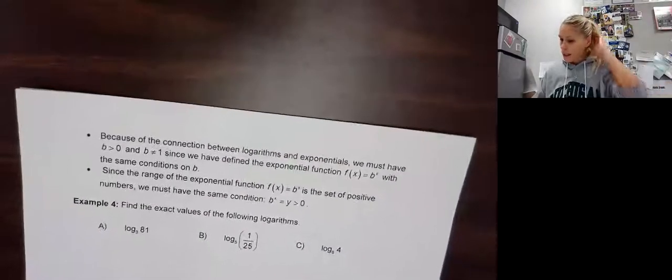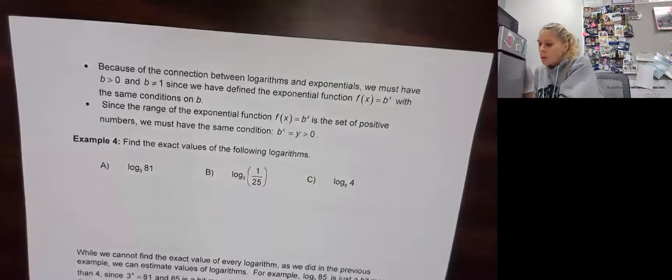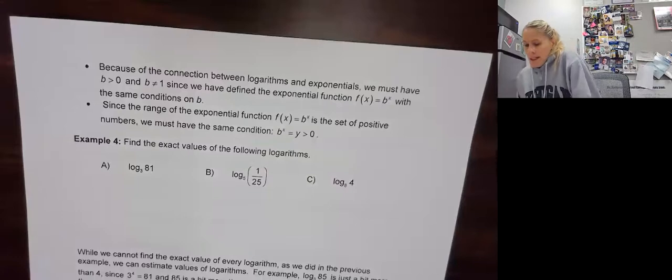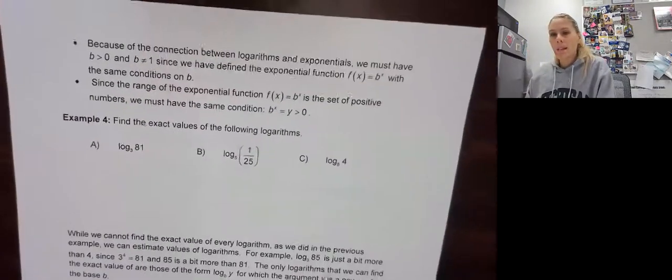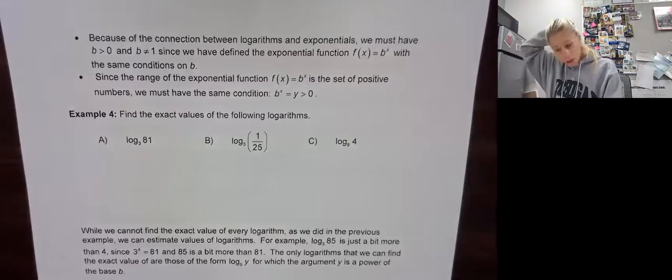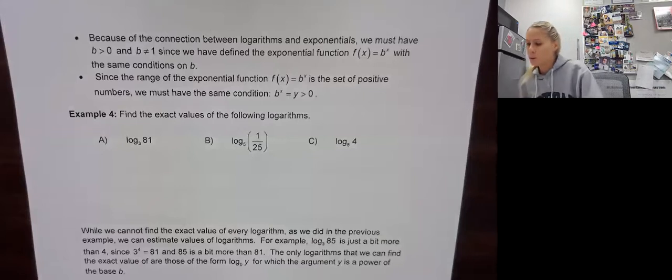Because of the connection between logarithms and exponentials, we must have b greater than 0 and b cannot be 1. We went over that with exponentials. So if that goes for exponentials, that also goes for logarithms. Since the range of the exponential is the set of positive numbers, we must have the same condition.